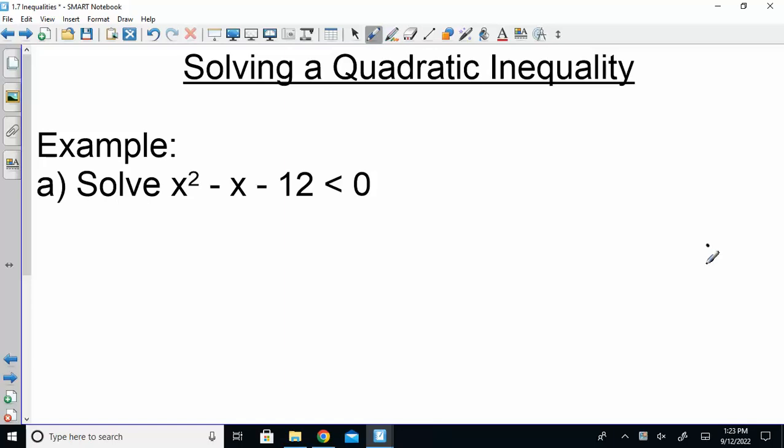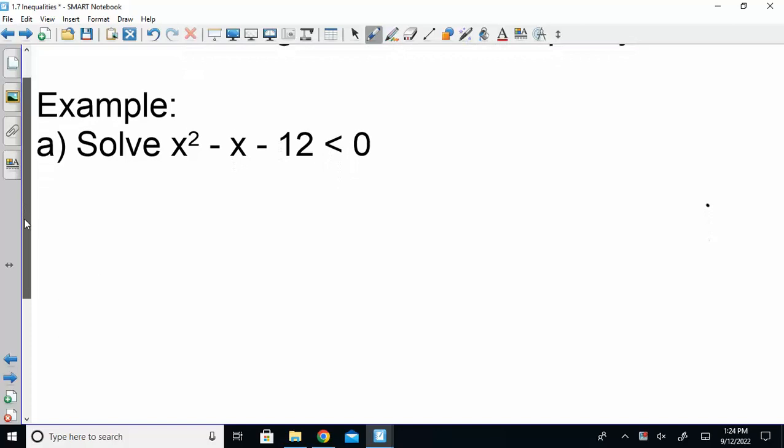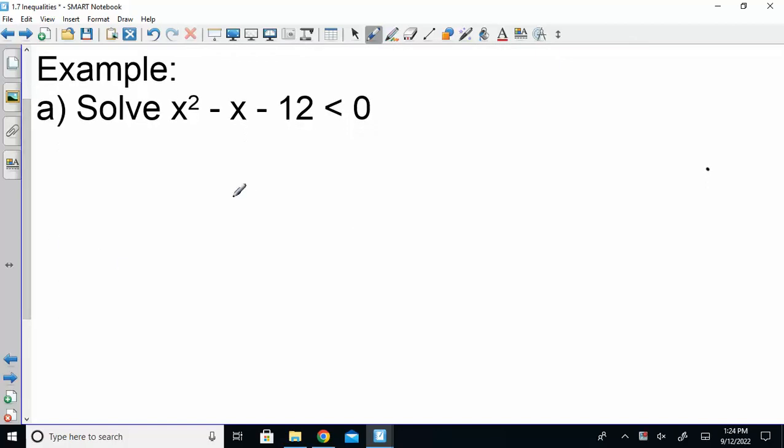I feel like some years you don't get that far, so you may or may not have seen this before. So we're going to start like it's a quadratic equation, which means we want to factor it. Make sure your x squared is positive first.